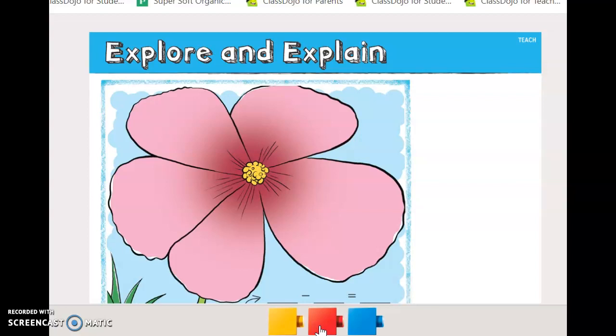There are 9 bugs on a flower. So I'm going to go ahead and make my bugs here. 1, 2, 3, 4, 5, 6, 7, 8, 9. Now it tells us that 2 of the bugs fly away.